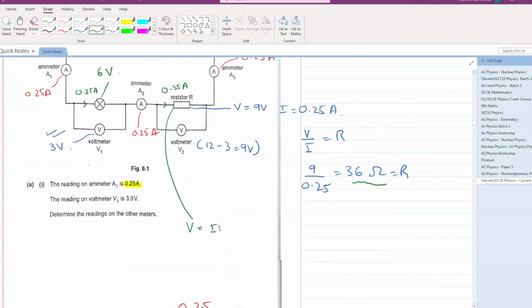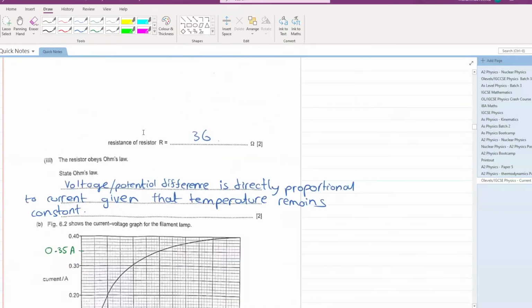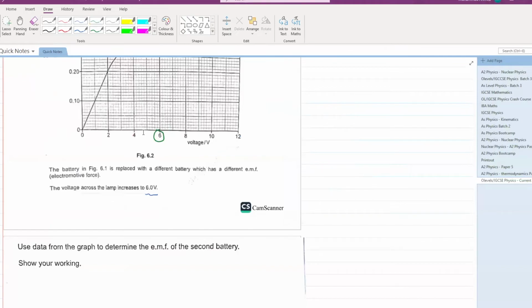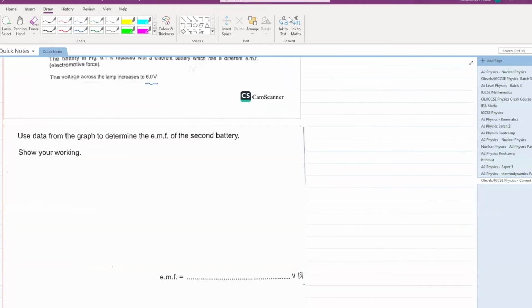Yes, voltage is equal to IR. Current is 0.35. Your resistance is 36. Multiply it. 0.35 into 36. This comes out to be 12.6. Yes, 12.6 volts. So this resistor is getting 12.6 volts. This lamp is getting 6 volts. Add both of them to get the total voltage. The lamp is receiving 6 volts, the resistor is receiving 12.6 volts. Add both of them up to get an answer of 18.6 volts. Simple.